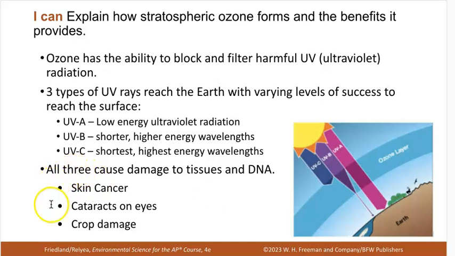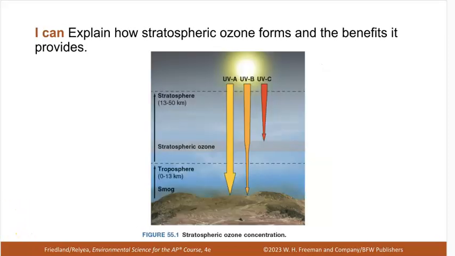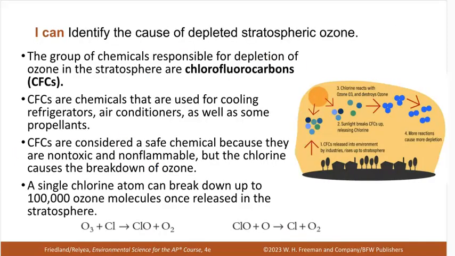So on the AP test, sometimes they ask about human health problems. So the first two would be that. And then they can also ask about environmental problems, and you'd have crop damage or plant damage. And here's another diagram of how the ozone layer can help block, especially UVC, and it reduces UVB, and you still have to really protect yourself from UVA.